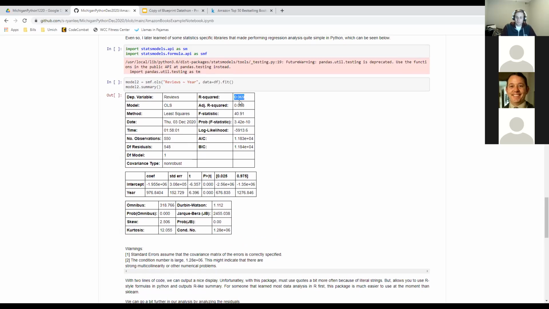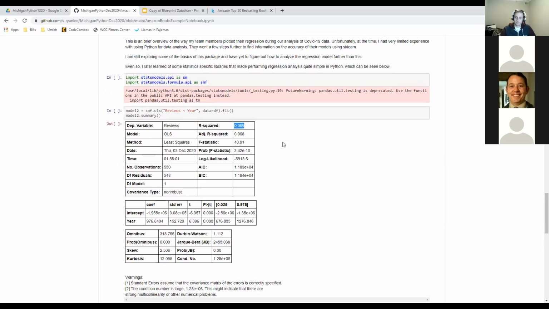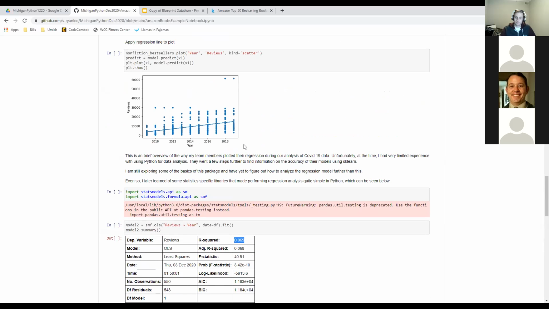So we can see that it's about 6%, which is a pretty low R squared. Usually we want something that's a bit higher, like at least 50%. So unfortunately, this line does not particularly fit our data very well.